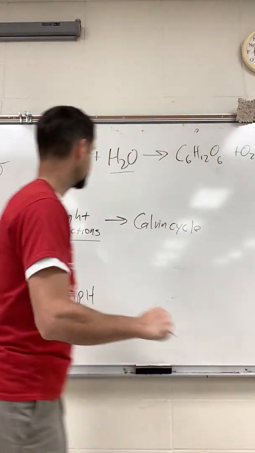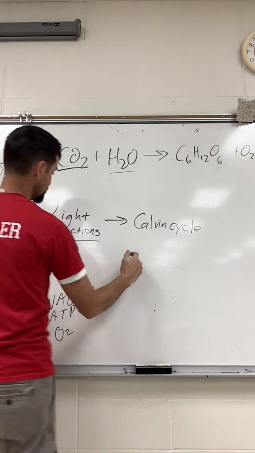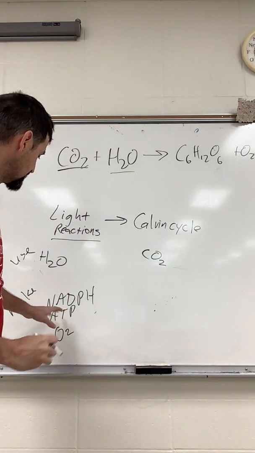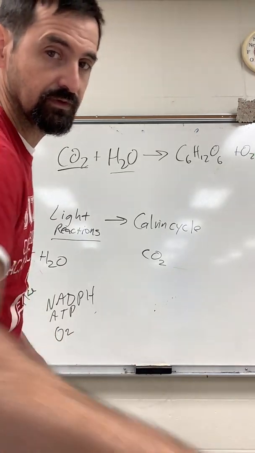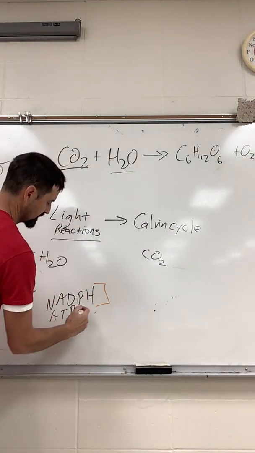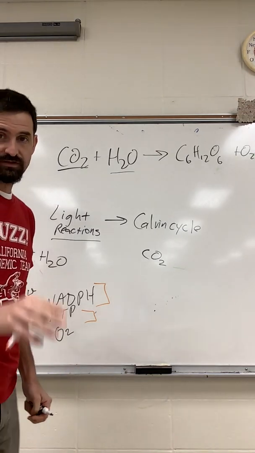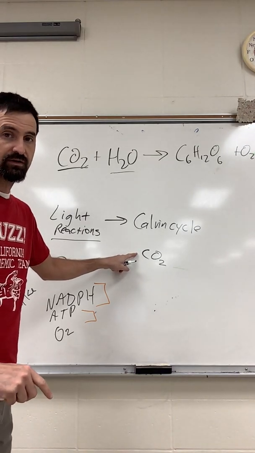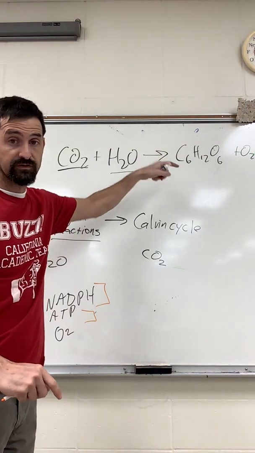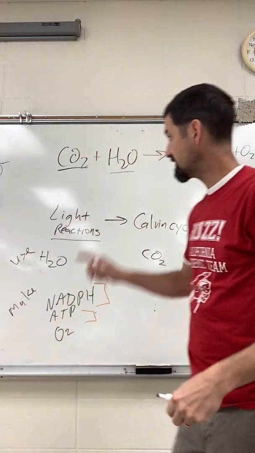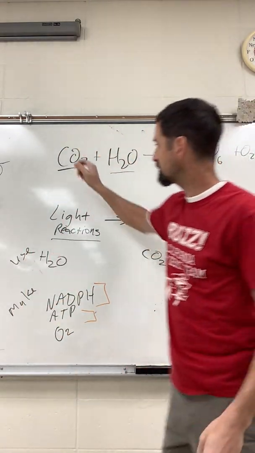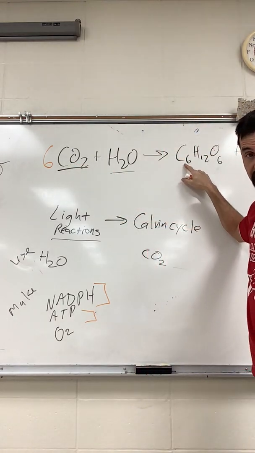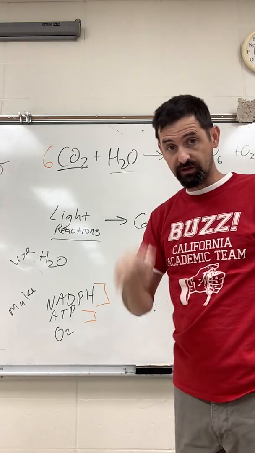The Calvin cycle uses your carbon dioxide, and it utilizes these energy-containing molecules, your NADPH and your ATP, to assemble carbon dioxide and turn it into glucose. Now, keep in mind that if this was a balanced chemical equation, I should have a coefficient of 6 in front of the carbon dioxide, because there are 6 carbons in this one molecule of glucose.